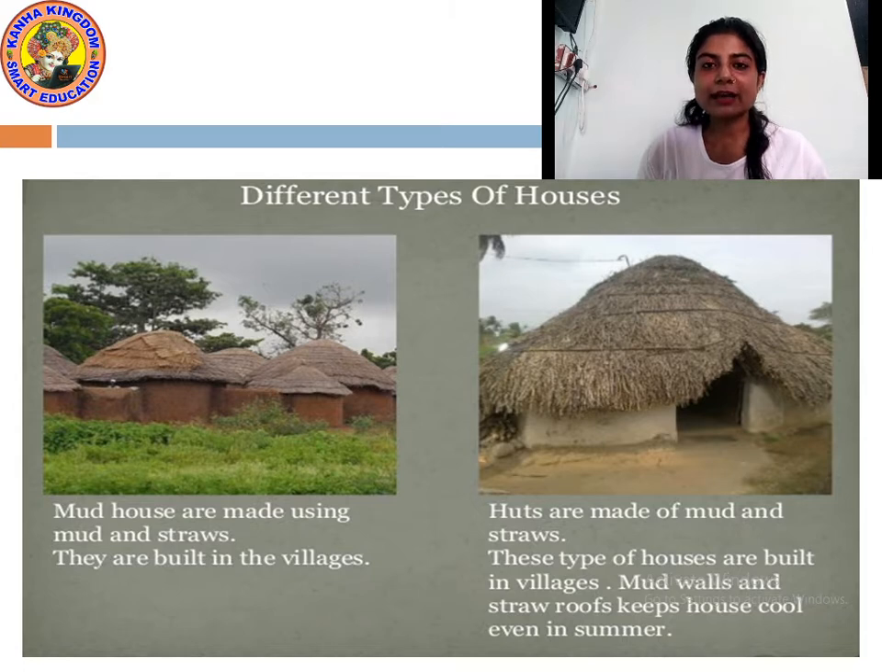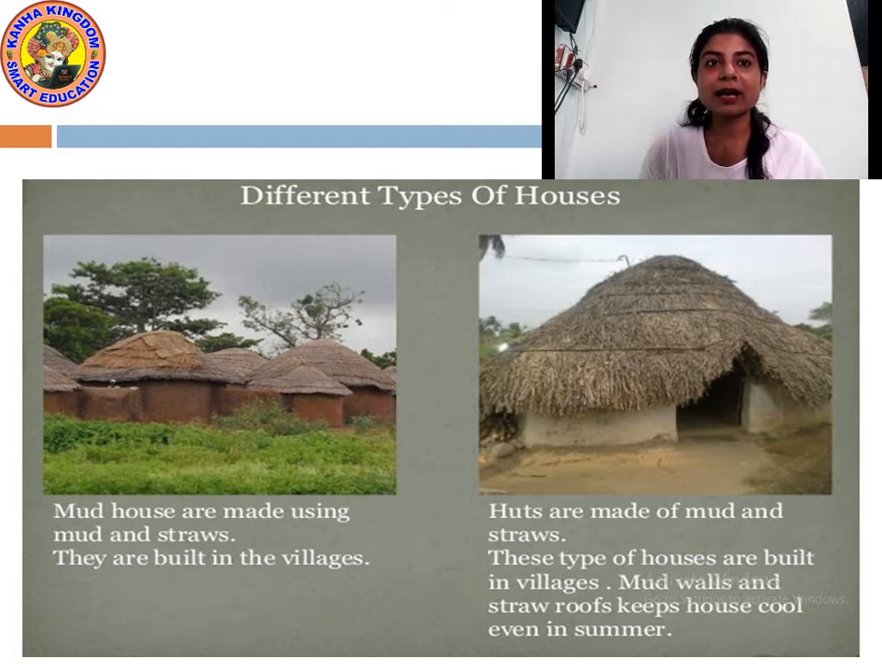See now students, what kind of houses are built in villages? In villages, what kind of houses do we build? We build huts and mud houses. Can you see the picture? Mud house and hut. Yes, these houses are built in villages where people don't have so much money to build big bungalows and big apartments. So they build these mud houses and huts to live in. These mud houses are made using mud and straw. I already told you what is straw. It is a kind of grass that is used to build the roof of a house.